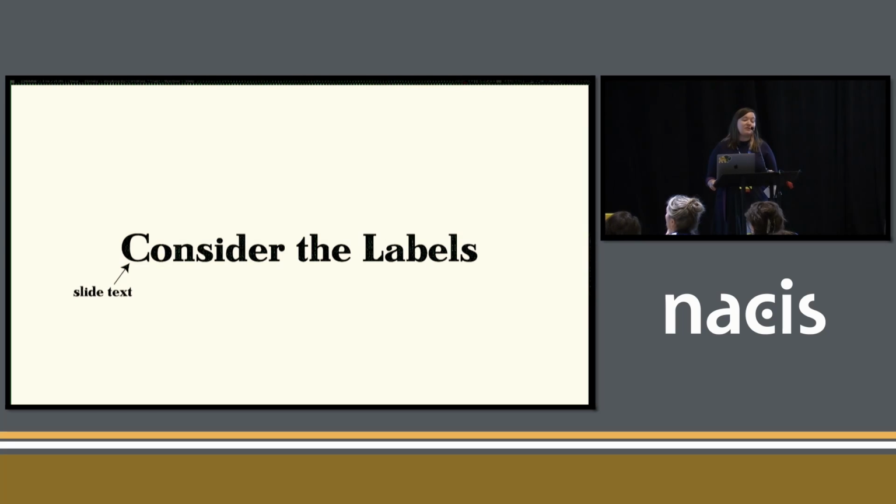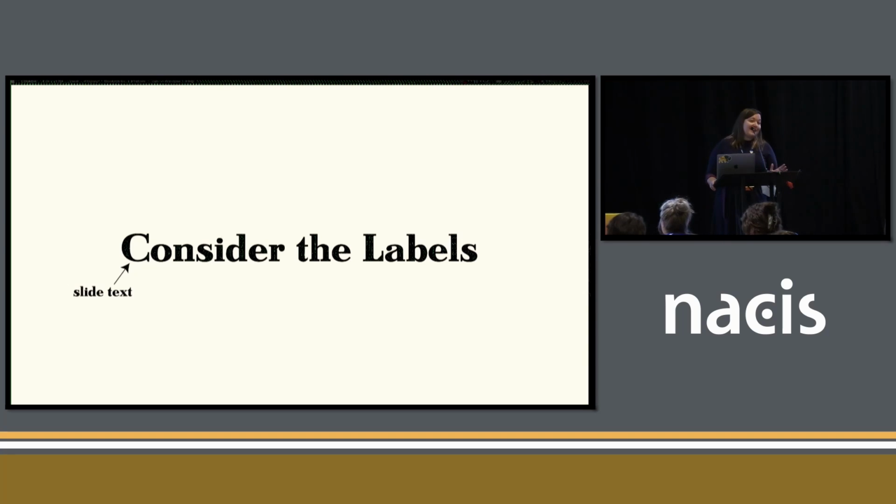Number 5, consider the labels. Text is precious on a map. It also takes up a lot of space. I have a theory that the longest names are always given to the smallest polygons. I have some iffy math to back that up. I would love to talk to you about it later. Future Cartographic Perspectives article.